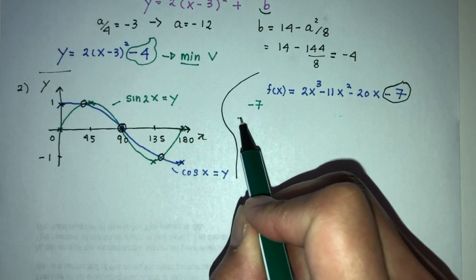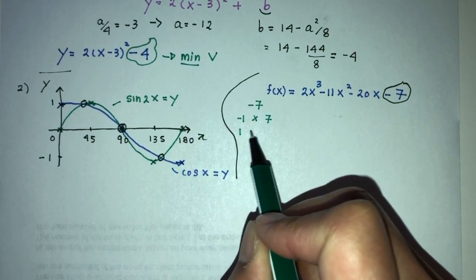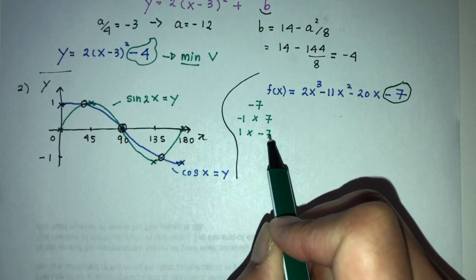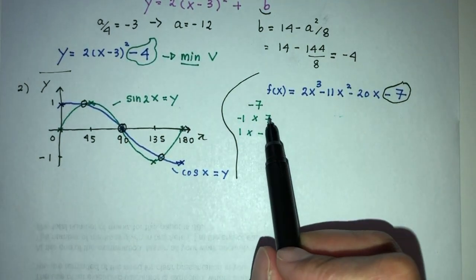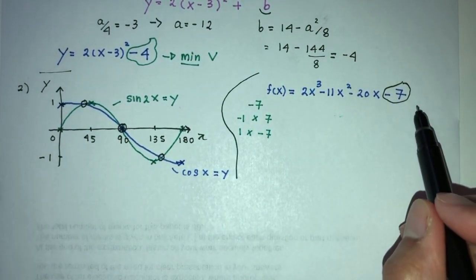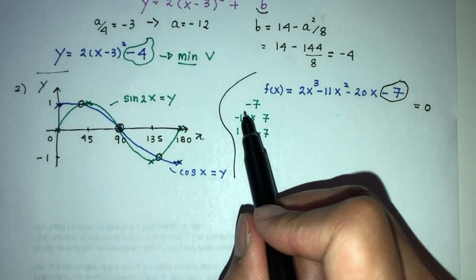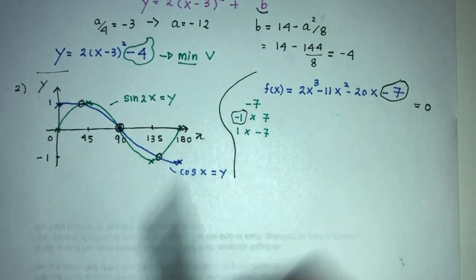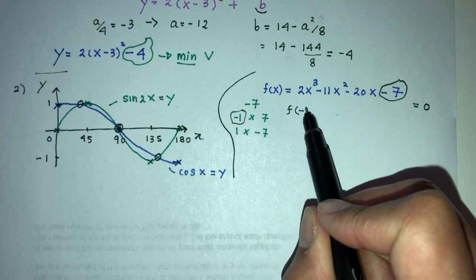Now what are the factors of minus 7? It could be minus 1 times 7. It could be 1 times minus 7. So these are the factors of minus 7. So now we have to test those values one by one to see for which one the remainder will be 0. For example, I can first begin with this one.